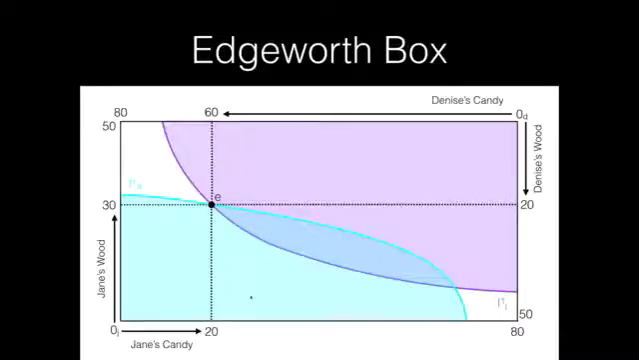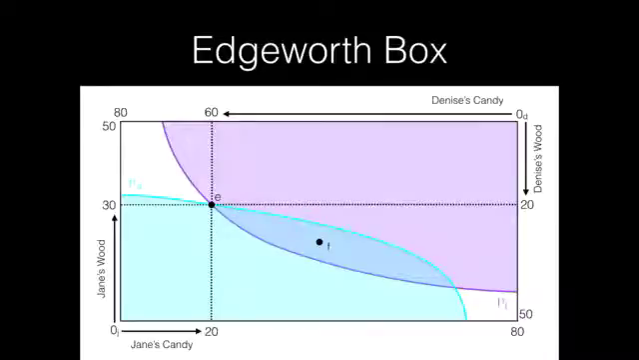The light blue area is the allocations that would represent increases in utility for Denise. And as you can see, we have an overlap where these allocations are both purple and light blue. This region between the two indifference curves represents allocations that would increase both individuals' utility. So for example, this point F here would represent an allocation of cords of wood and candy that would be beneficial to both Jane and to Denise.